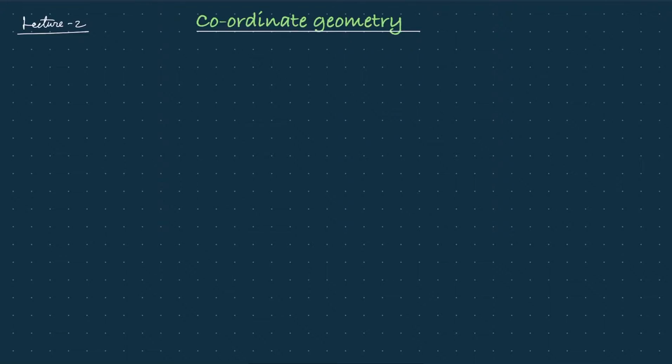So today we're going to learn what is a division formula in coordinate geometry. First, division formula means internal division and external division. We are going to discuss internal division first.